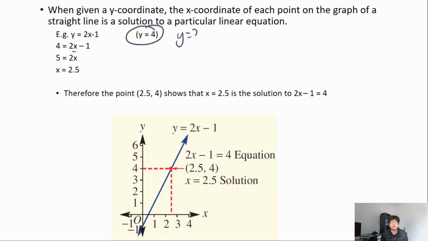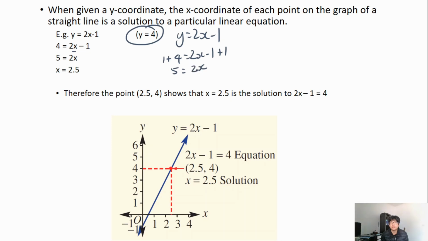I'll just rewrite it over here. y equals 2x minus 1. I'm going to substitute 4 into y. That gives me 4 equals 2x minus 1. And now we're going to solve algebraically for x, so that will be the solution. Now I need to get rid of the 1 on the right, so I have to add 1 to both sides. That will give me 5 equals 2x.